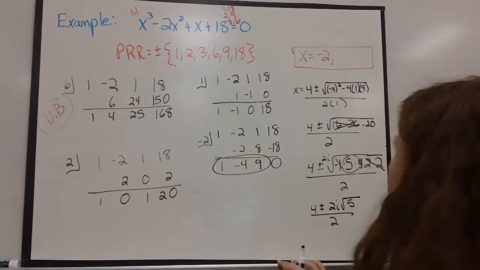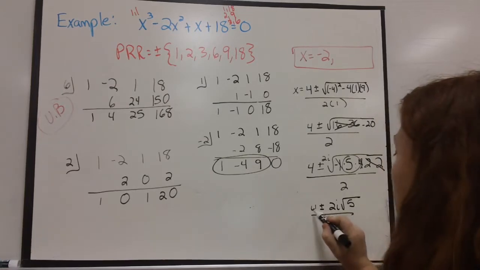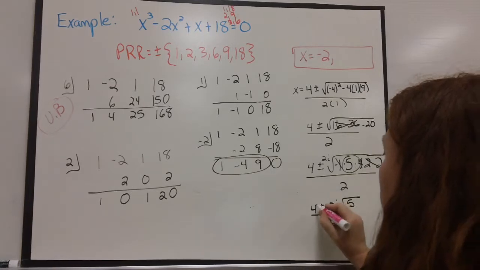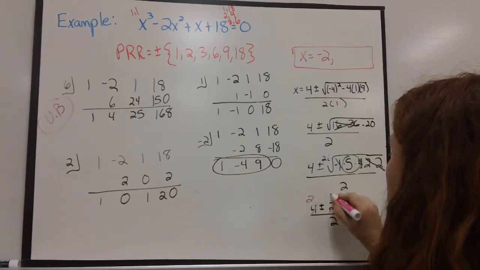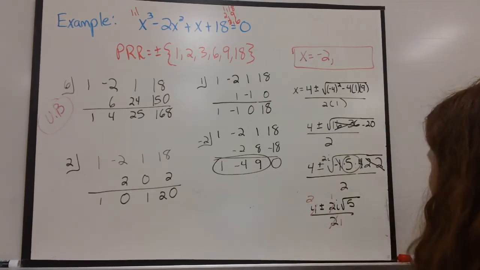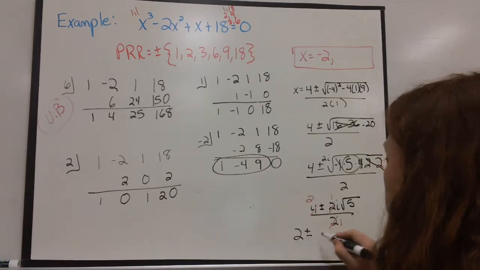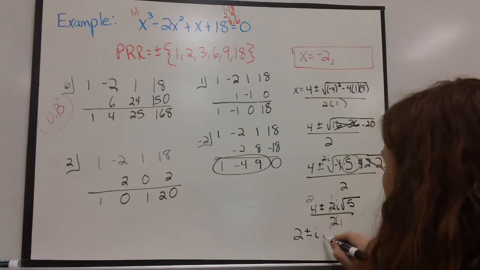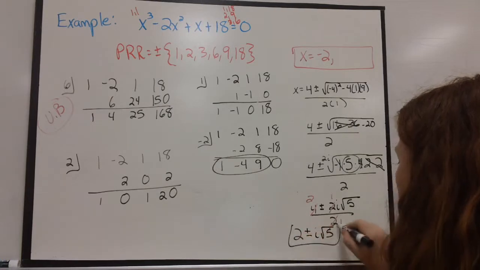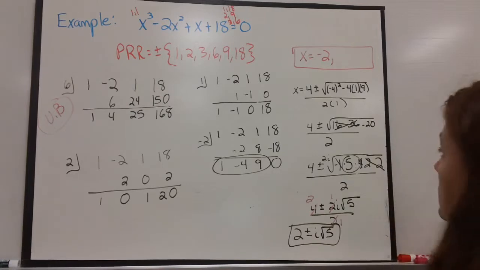Not done. There's still one more thing you can do. Here we go. But I promise this is the last thing. All 3 of these can be divided by 2. So, divide that by 2 and get 2. Divide that by 2 and get 1. Divide that by 2 and get 1. Now what is this when I'm finished? It is 2 plus or minus 1i times the square root of 5 all over 1, which is just this. Yay.